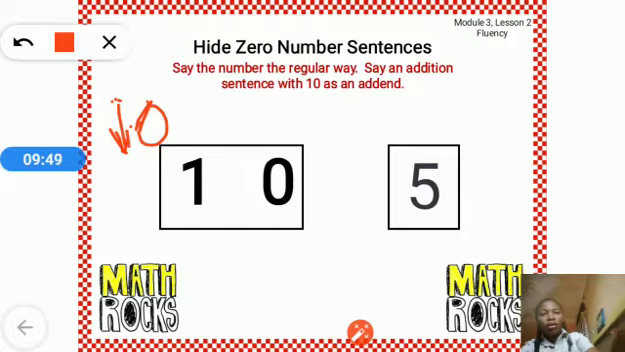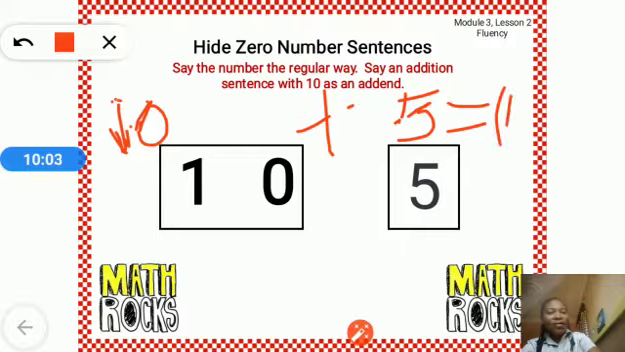Ten plus 5. And 10 plus 5 is what? 15. Good.